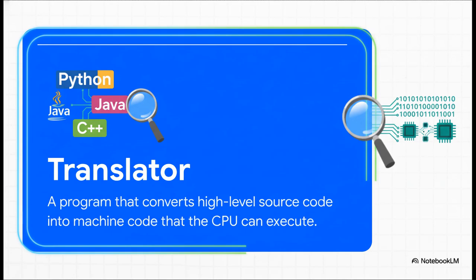So, a translator's job. It sounds simple, but it is absolutely essential. It takes the source code, that's the stuff you wrote, and it converts it into machine code, the raw binary instructions that the CPU can actually do something with. Seriously, without a translator, your amazing program is just a useless text file.